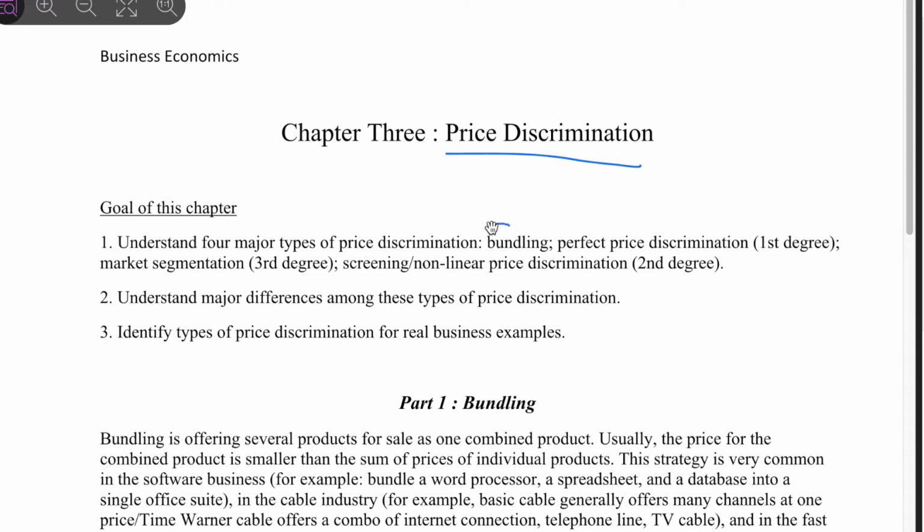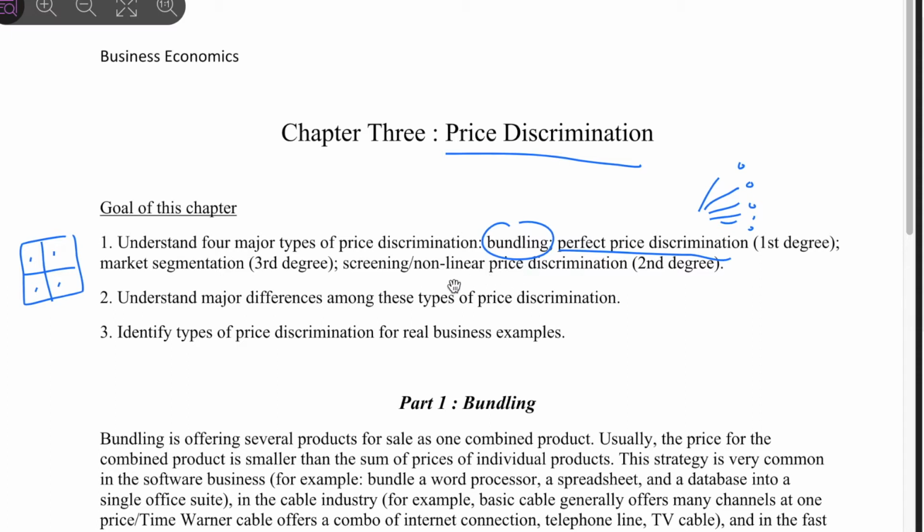Firstly, we're going to look at bundling, and we're going to see 3 different degrees of discrimination. The first degree is perfect price discrimination, the second degree is screening or non-linear price discrimination, and the third is market segmentation. From the word, we can tell that perfect price discrimination discriminates perfectly against every single individual, and market segmentation is if we have a whole market, we're going to make it into pieces, right? And we're going to discriminate against these groups.